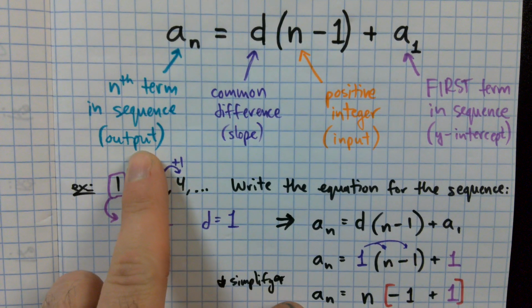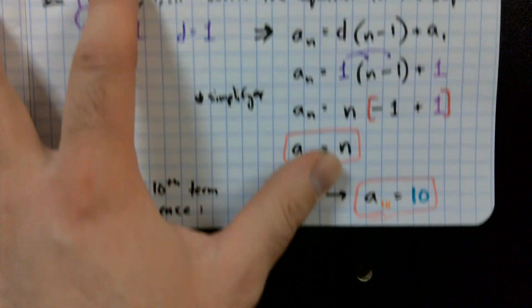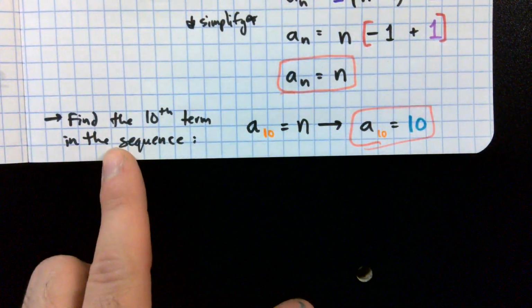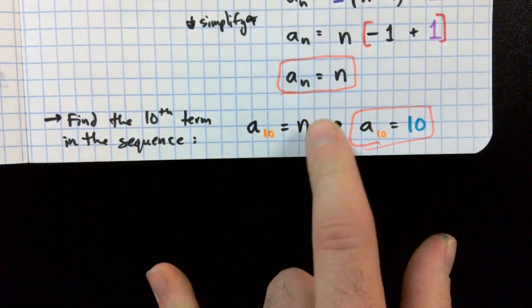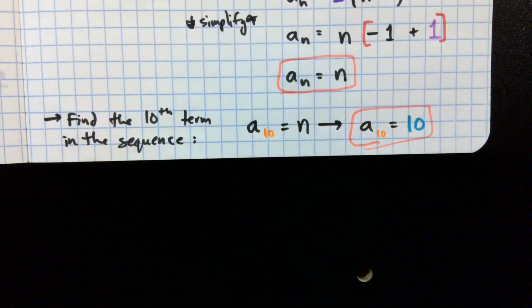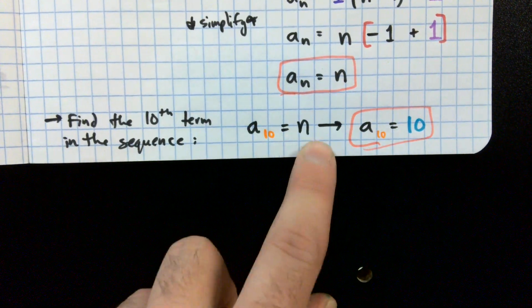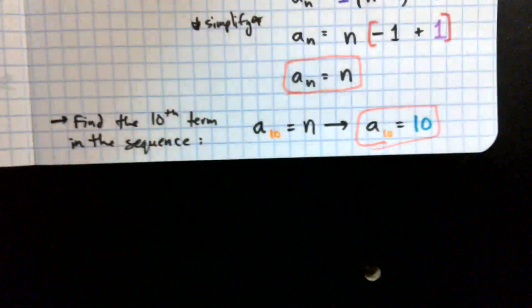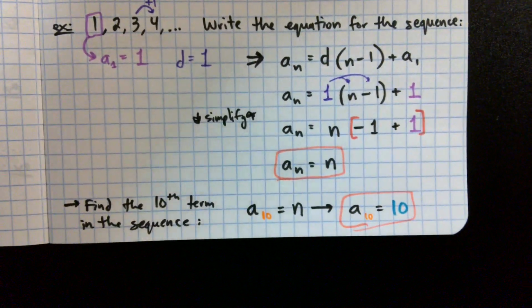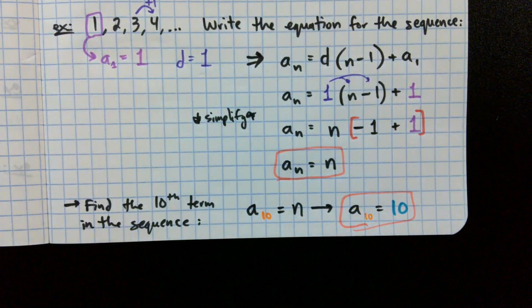That's what we mean when we say that a sub n is the nth term in the sequence. You're just going to plug in whatever it tells you to find. If it tells you to find the 10th term, a sub n turns into a sub 10. All you do is plug that 10 in for the n, which in this case is nice and easy. We just get 10. If I wanted to find the 100th term, a sub 100 would equal 100. Like I said, starting out with a nice easy example just to understand how this system is working.